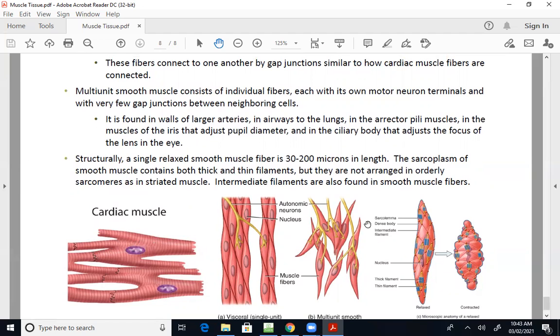They also have what are called intermediate filaments, which I won't even really get into. As far as the pictures at the bottom, not something I'm going to ask you to know, just the information that was listed there at the top.